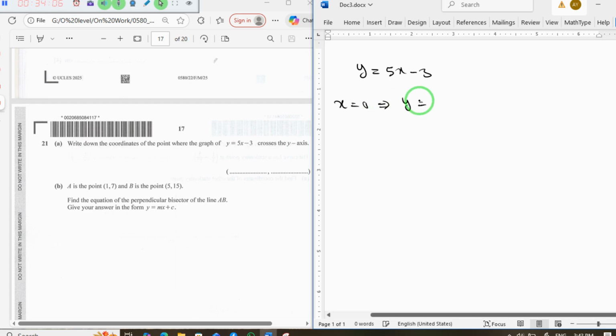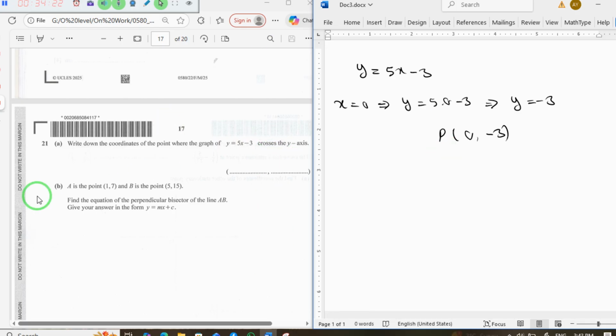So y is equal to 5 multiplied by 0 minus 3. So y is minus 3. This is the point: x is 0, y is minus 3. This point is where the graph crosses the y-axis.